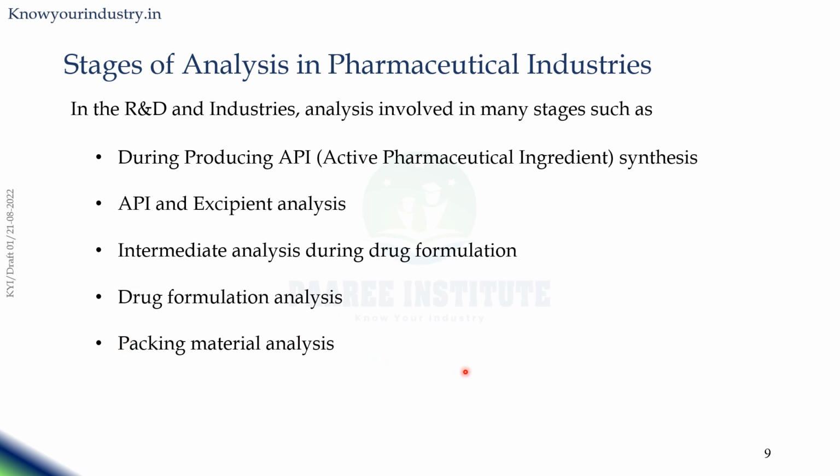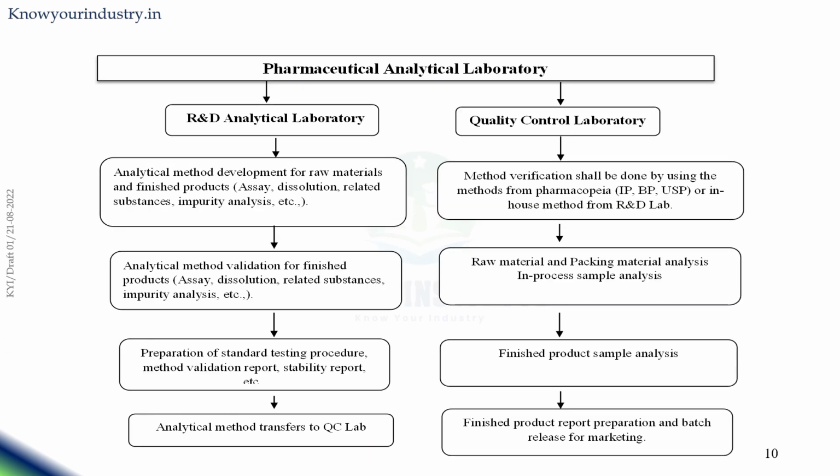So basically, during the procurement of the API, production of the API, then the procurement of excipients, then during the development of the formulation, then the finished product formulation after the manufacturing, then the packaging material selection as well as the packaging material finalization, these analyses are performed in the development and manufacturing of pharmaceutical products.